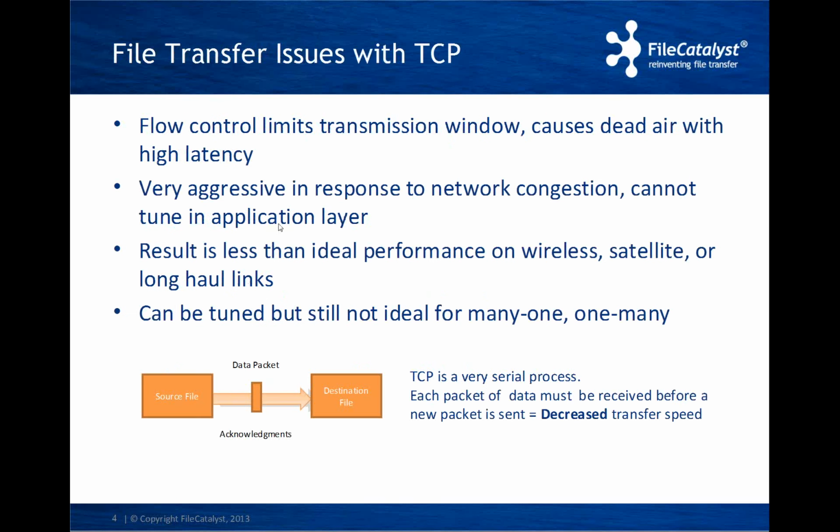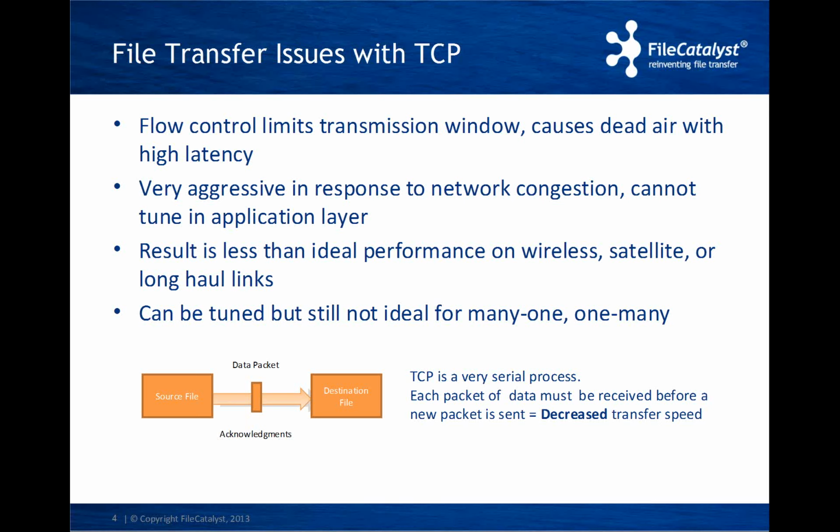So there's a few issues with it with regards to file transfers. A lot of the things that make it react quickly and avoid that congestion collapse that I mentioned also limit its ability to transfer fast when there's network latency or high bandwidth. So the flow control in TCP limits the amount of data that it can send without waiting for an acknowledgement.